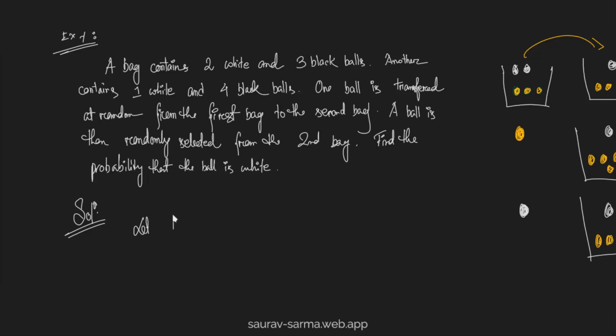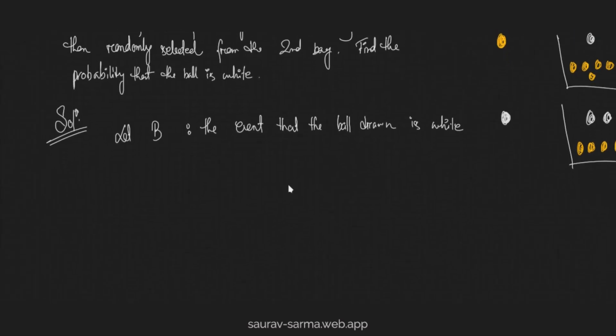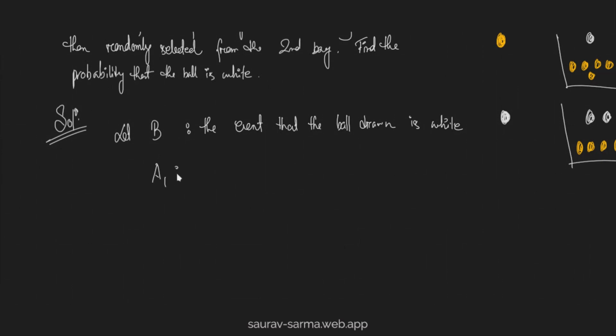Let B be the event that the ball drawn is white, right? So we are interested in the probability of B.